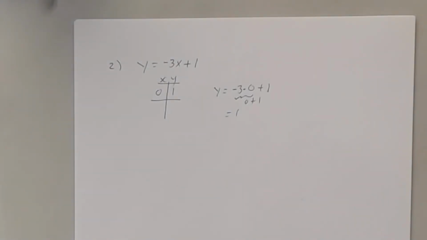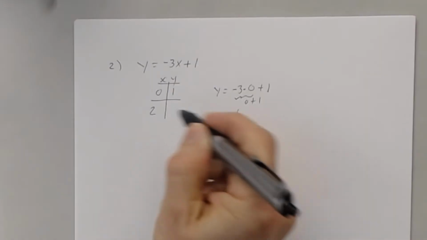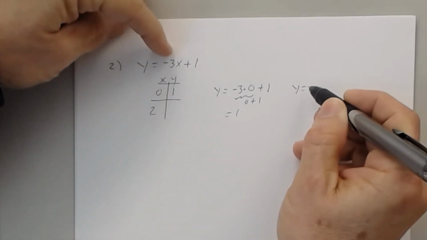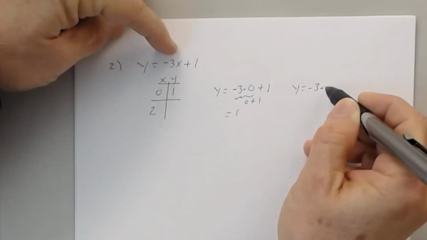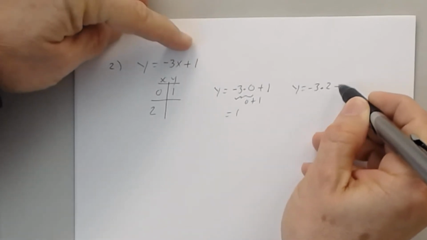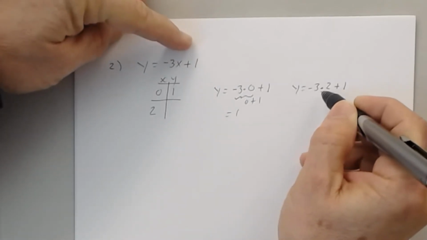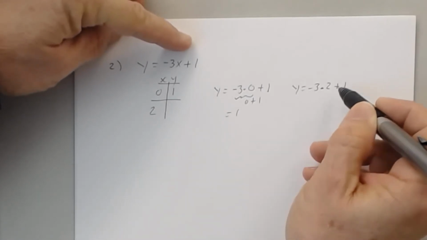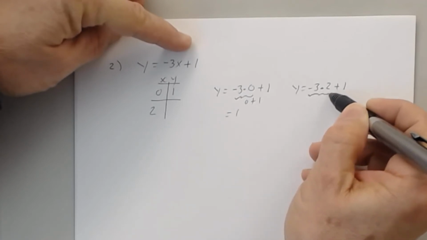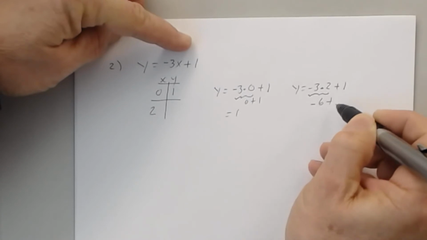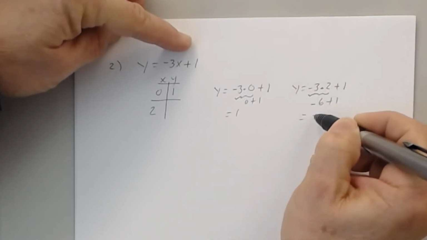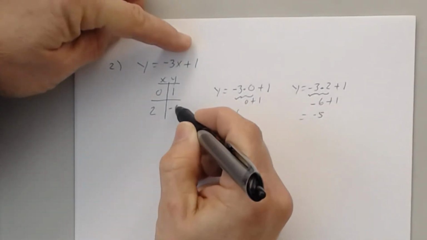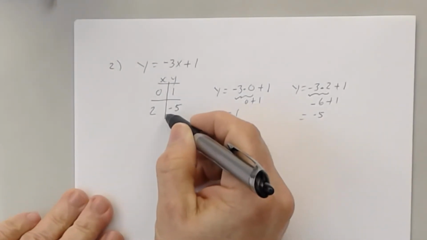So let's say x is 2. If x is 2, I get y equal negative 3 times x. What's x? 2, plus 1, right? Order of operation. Now remember, y is already by itself. You want to get y by itself, and it's already by itself. The order of operation is multiplication, addition. What do I do first? Multiplication. Negative 6 plus 1 is? Not 5. Negative 5. So when x is 2, my y value is negative 5.